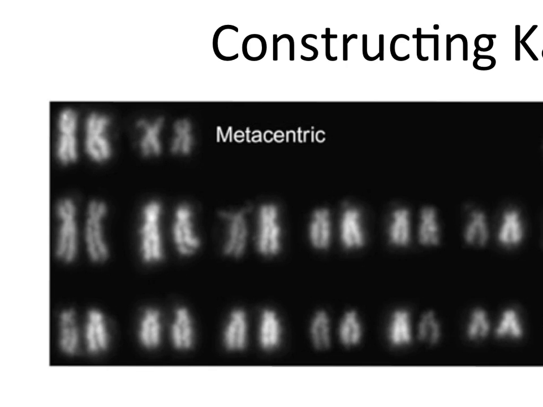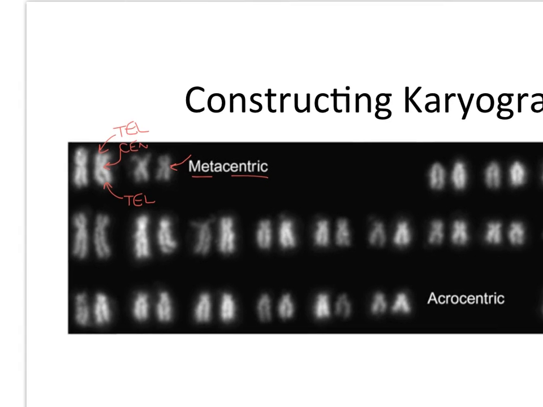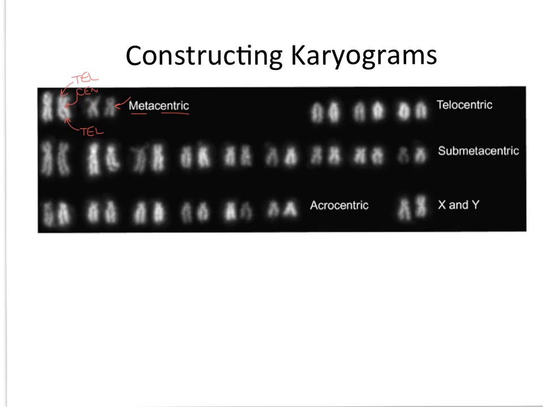The metacentric chromosomes are chromosomes where the centromere, or primary constriction, is roughly halfway between one pair of telomeres and the other. So metacentric means middle centromere. In a sub-metacentric chromosome, the centromere is offset from the middle, but is not very close to the end as it is in an acrocentric chromosome.